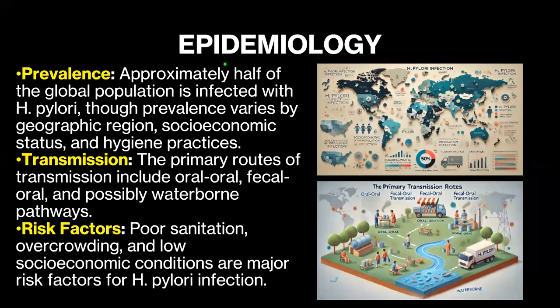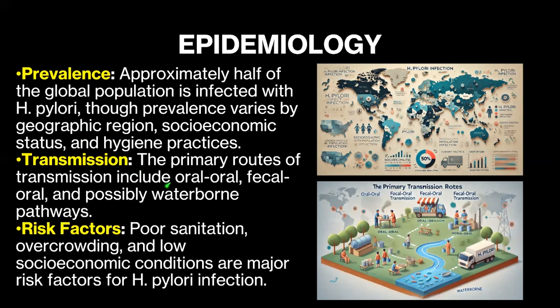Next, we will look at the epidemiology. Prevalence: half of the global population is affected by H. pylori, and it depends upon the geographical region, socio-economic status, and hygiene practices. Poor hygiene practices mean large spreading of H. pylori. So prevalence varies according to different factors.